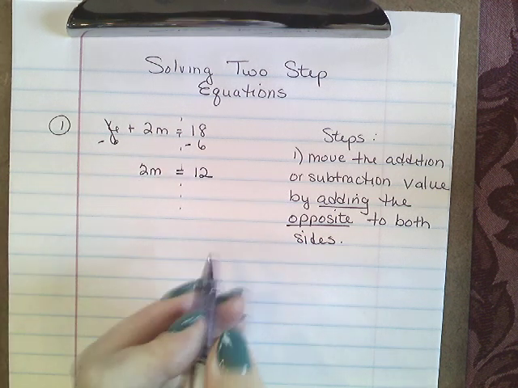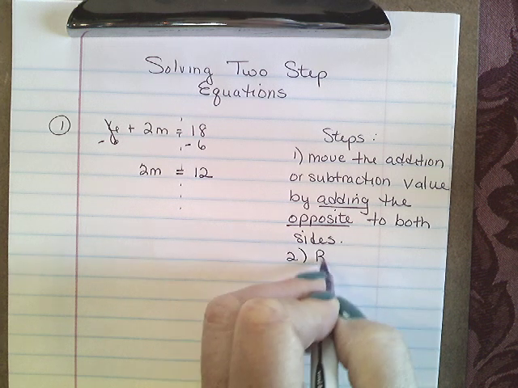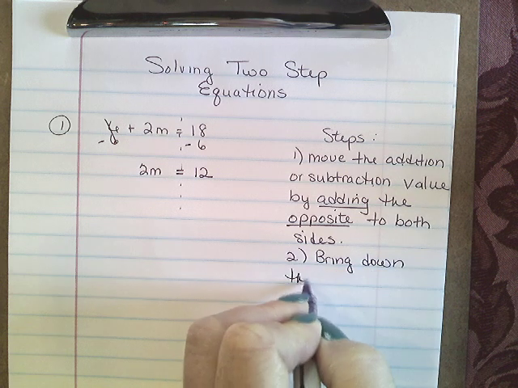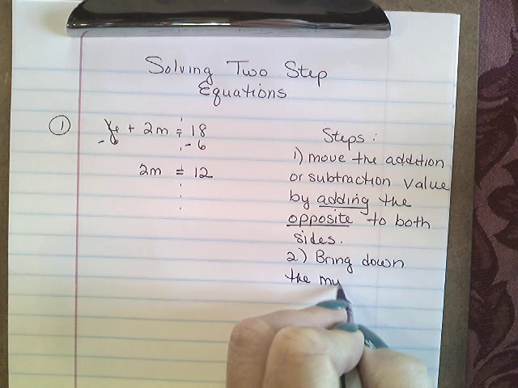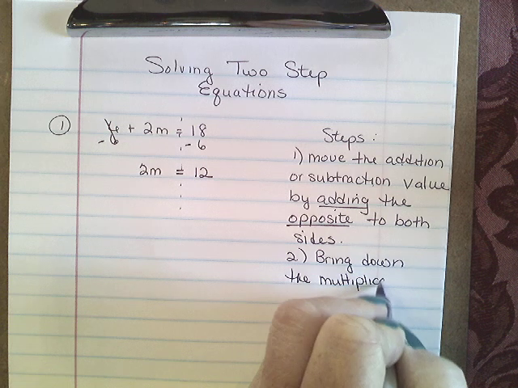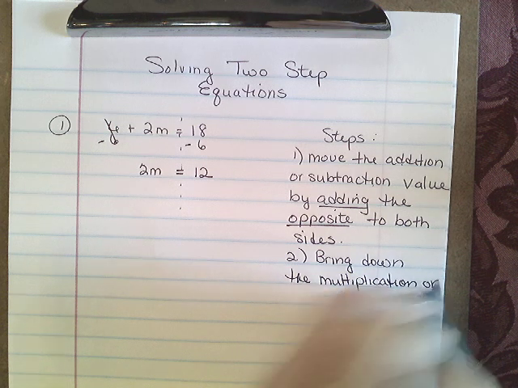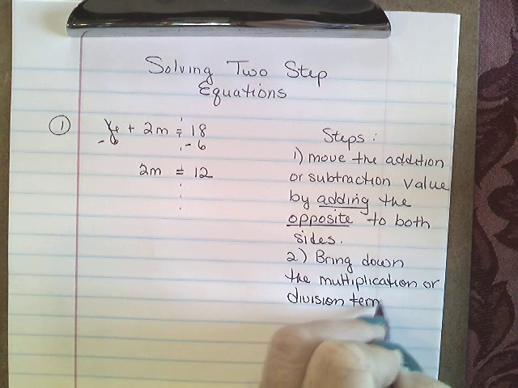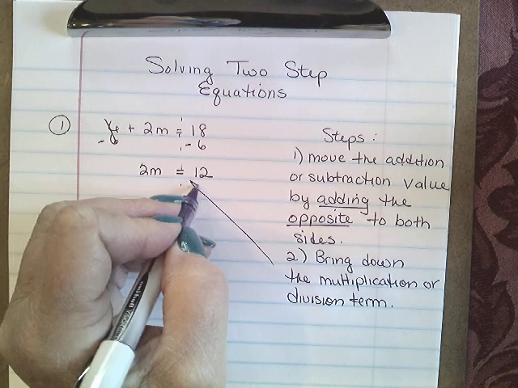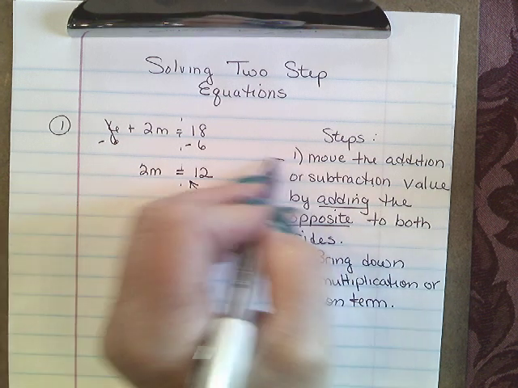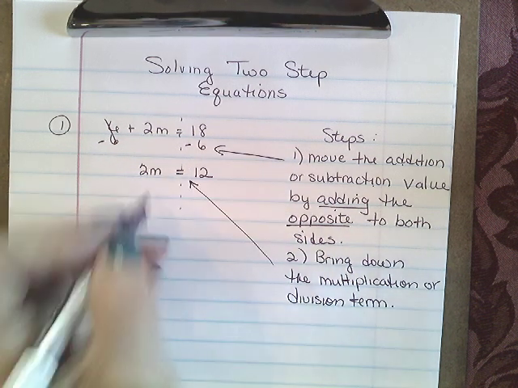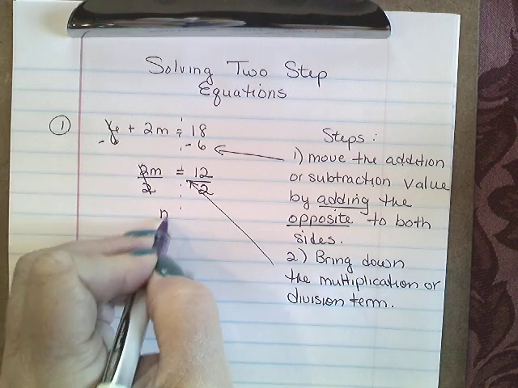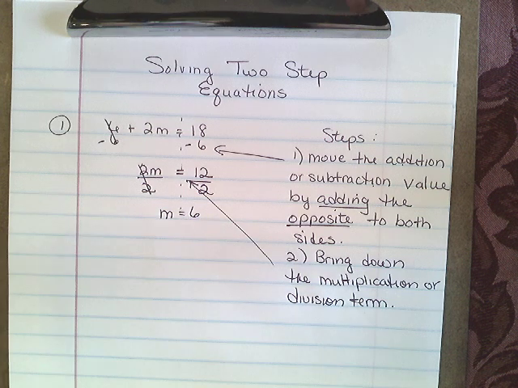All right, so bring down the multiplication or division term. Which is this step right here. Okay? Now we're going to divide both sides by 2, and m is equal to 6.